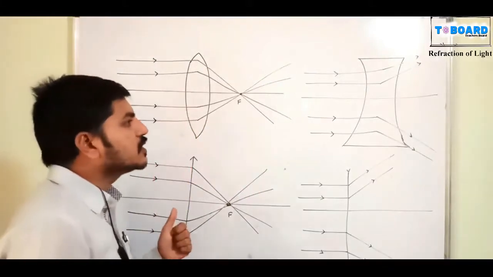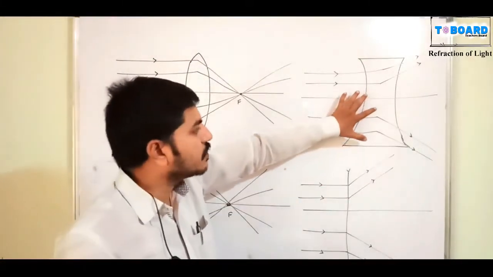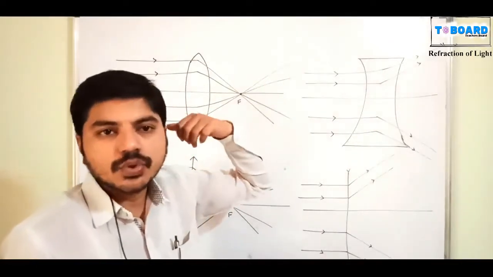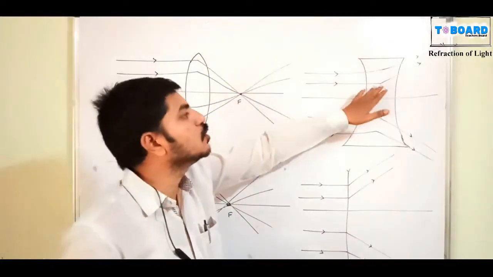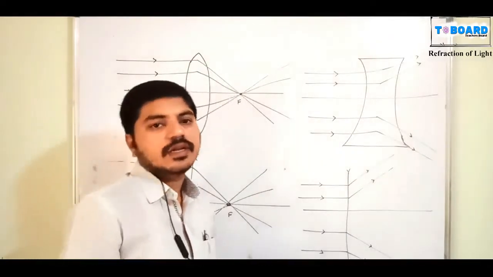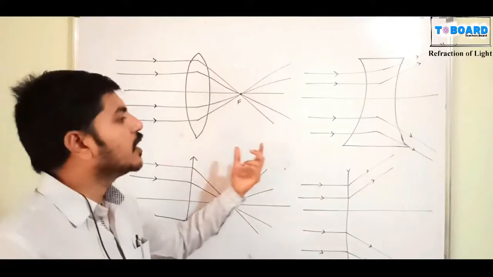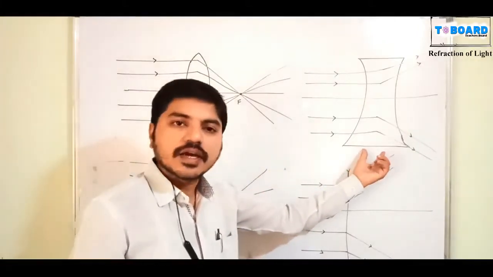And diverging is nothing but what? After refraction the rays do not meet at a single point. The rays go in all directions. That is called diverging lenses. Now here the biconvex lens is a converging lens and the biconcave lens is a diverging lens.